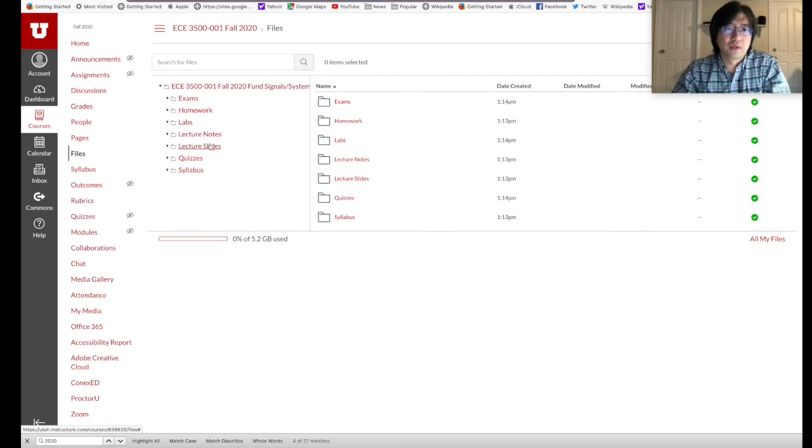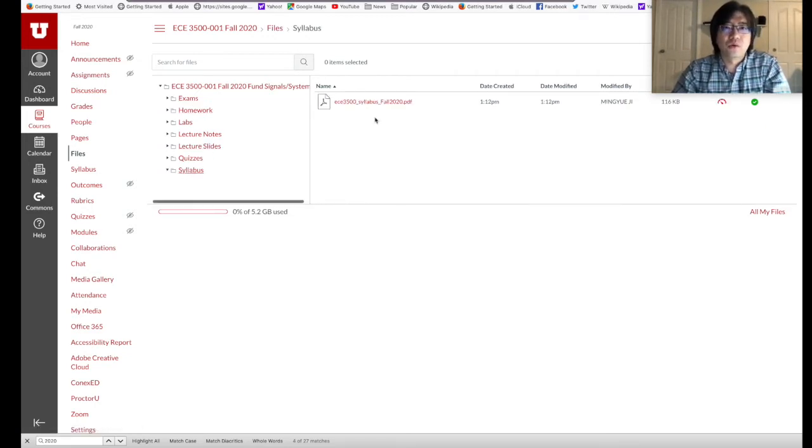And if you click the folder, you can see what is inside. And now only the syllabus is here. Okay, so this is from the old experience, and I think it works pretty well and is pretty well organized. If you have any suggestions for the organization of the Canvas or the course website, please let me know.